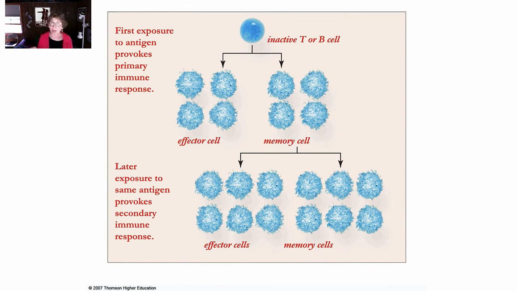Once that primary immune response has destroyed the infection and you've cleared it, then you have, moving around your body, these memory cells. Later, subsequent exposure to the same antigen, and that's important to remember, it has to be the same antigen, will provoke a secondary immune response. And what you're supposed to be able to tell from this picture is that the secondary immune response is greater. We're producing more effector cells and more memory cells, and it's also much quicker.